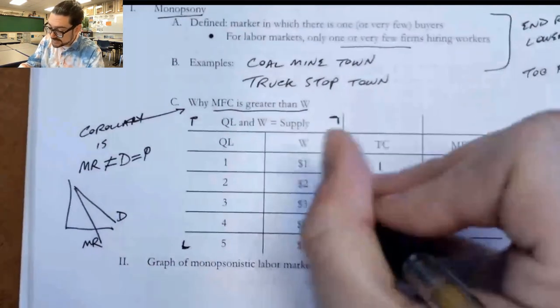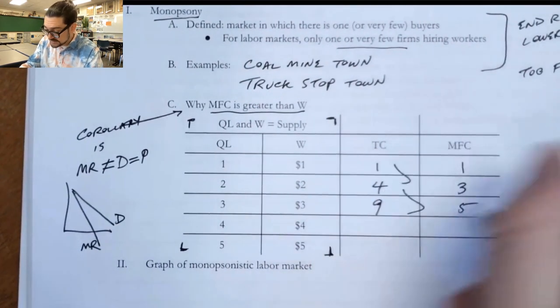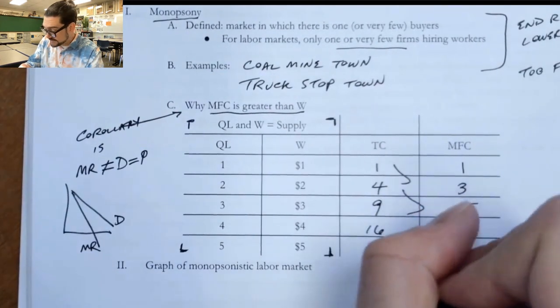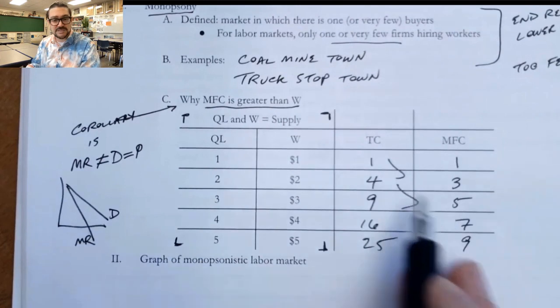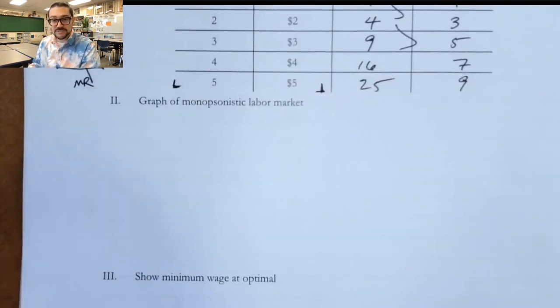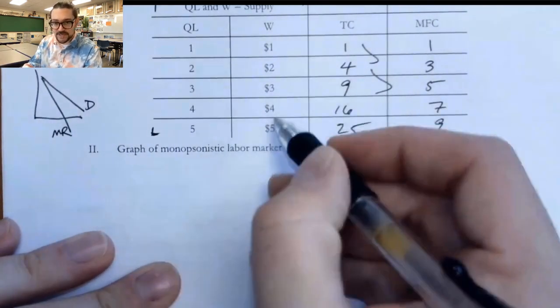So 9, and continue on this process, filling these out, right? And then 16 and 7, and then 25 and 9. And so you can see that the marginal factor cost of each worker is higher and higher every time than what the wage is. And again, that's simply because we have to pay the previous workers up the food chain. We have to increase their pay when we go to hire, say, the fourth worker for $4.